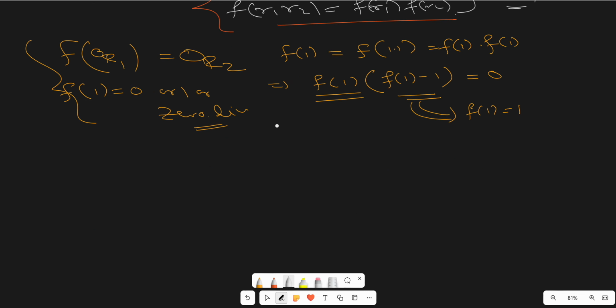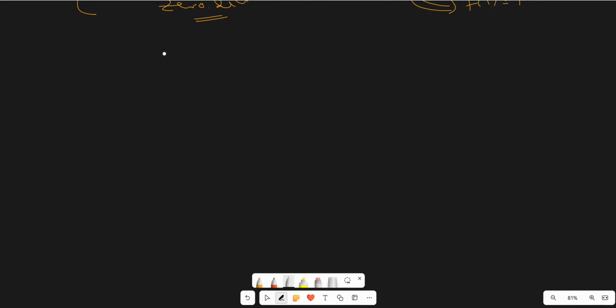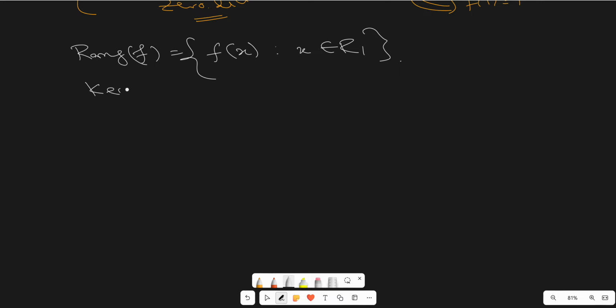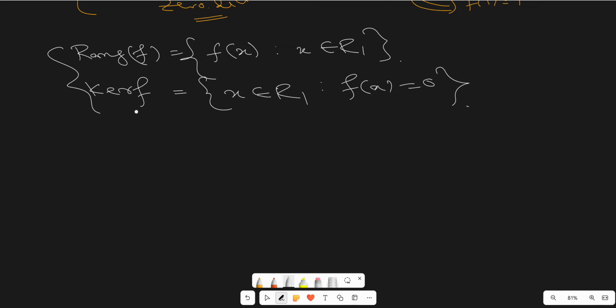Range of f: what is the range of f? We collect all the f of x such that x is inside R1. This is the range of f. You have to verify this first. What is the kernel? The kernel is all those x inside R1 such that f of x is 0, the additive identity. So you can talk about that.